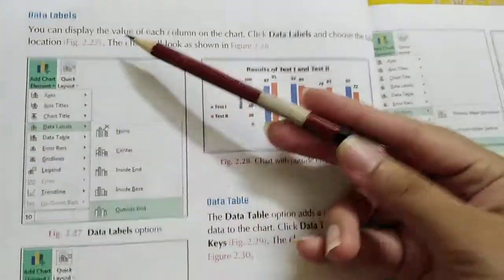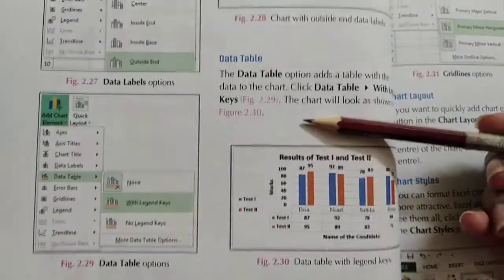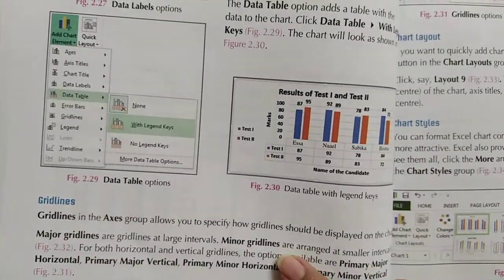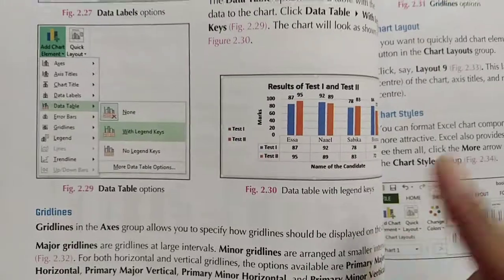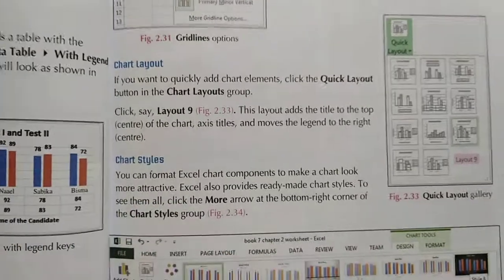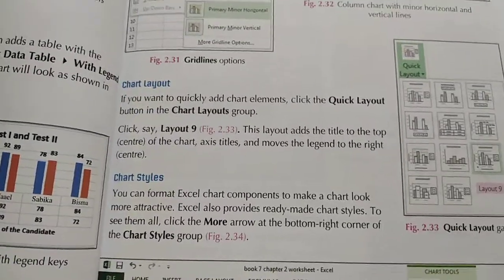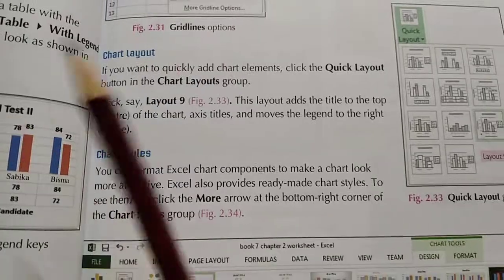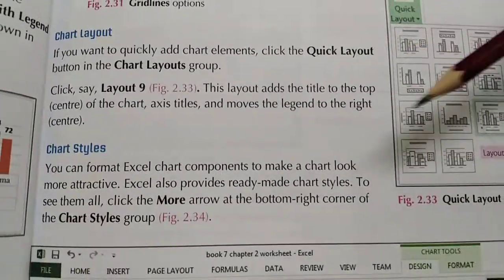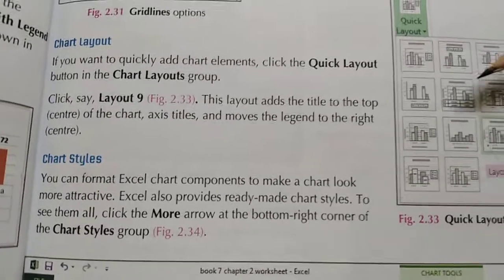And the same goes for the data labels, data tables, and the grid lines. If you want to show them you can show them, or if you do not want to show them you just remove them. Then comes the chart layout. The chart layout option lets you choose the chart layout, meaning where you want which thing.